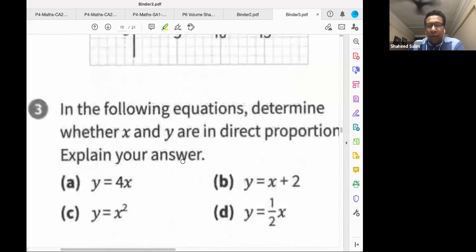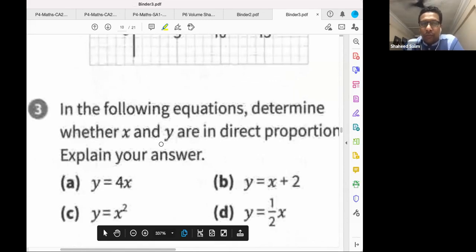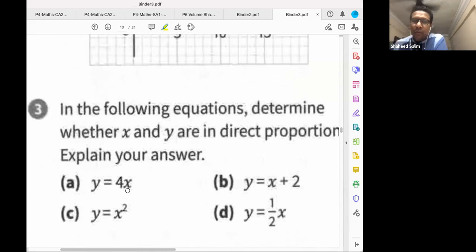Okay, they're asking you whether X and Y are directly proportional. They're not asking whether X, Y and X squared. Are X and Y directly proportional? So you have to try and think and see what your answer is. Remember, it must follow what? It must follow the formula. What is the formula? Y equals kx. It must follow the formula.